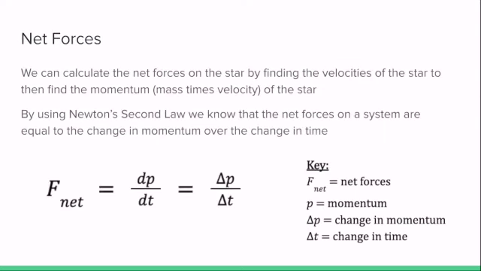We can calculate the net forces on the star by finding the velocities of the star to then find the momentum, which is the mass times the velocity of the star. And by using Newton's second law, we can then know the net forces on the system that are equal to the changes in momentum over the change in time.